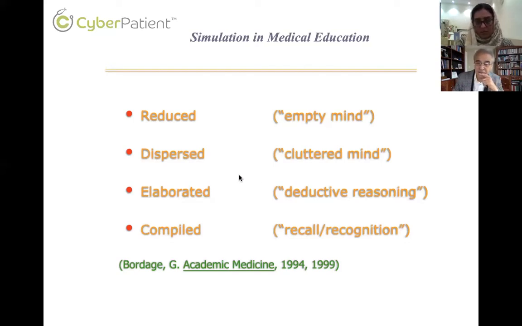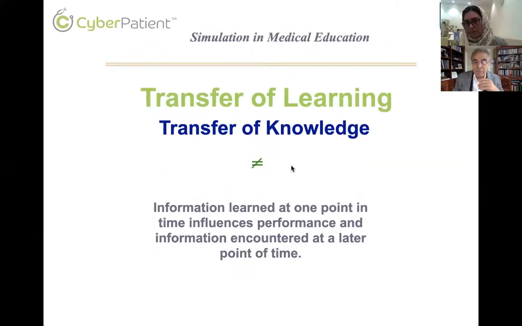So compiled thinking, or recall recognition memory, is based on Huffing's theory of transfer of learning. There is a slight difference between transfer of learning and transfer of knowledge. Transfer of knowledge is from one person to another person. For example, I'm talking to you now, I learn from you, you learn from me, we exchange knowledge. But transfer of learning is from the same person to the same person: how our prior experience affects our new encounters or new experiences. And this is a very important point for transfer of learning, which underlies compiled thinking.